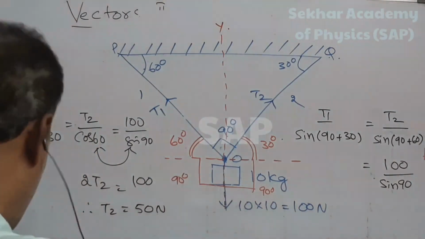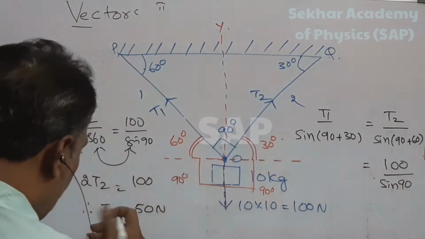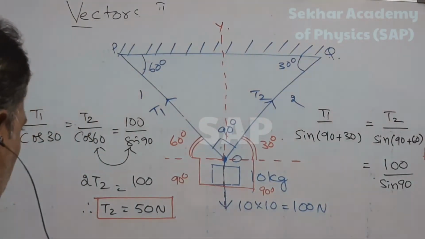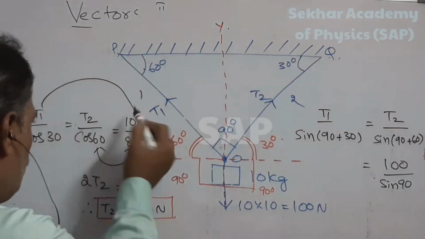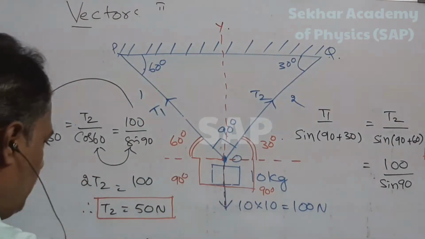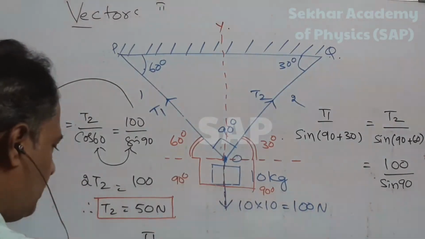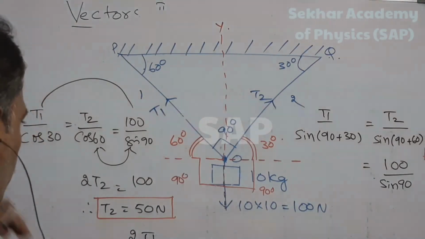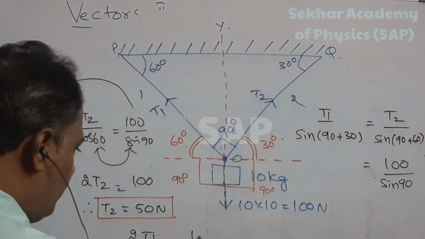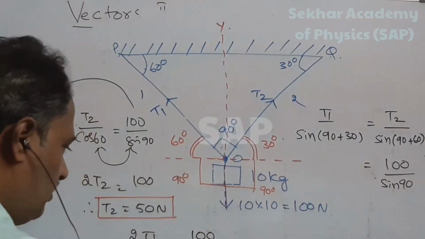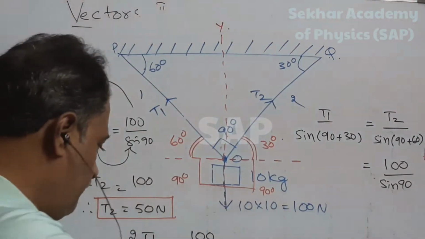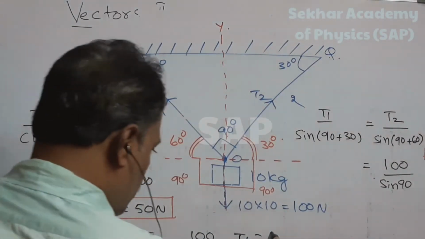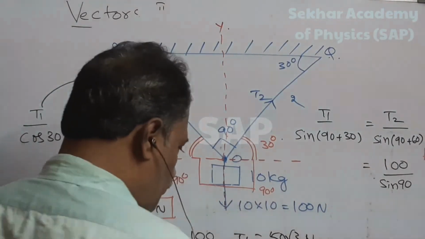The tension in the second string, that is nothing but T2, equals 50 Newton. Similarly, if you consider these two, T1 by cos 30, that is nothing but root 3 by 2. Hence you can write 2T1 by root 3 equals 100 by sine 90. Hence you are able to get 1. Therefore, T1 equals 50 root 3 Newton.